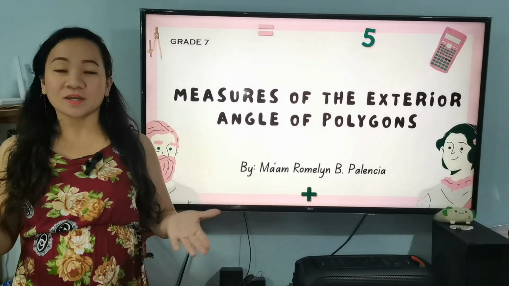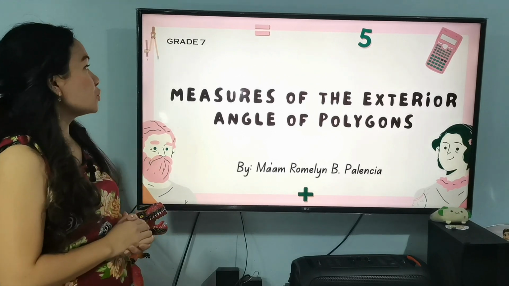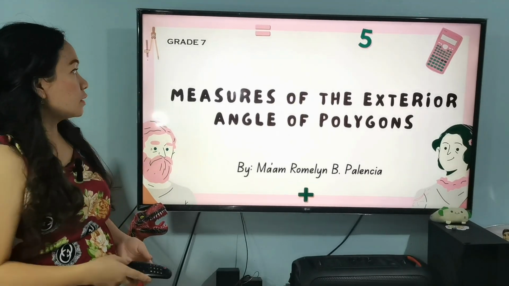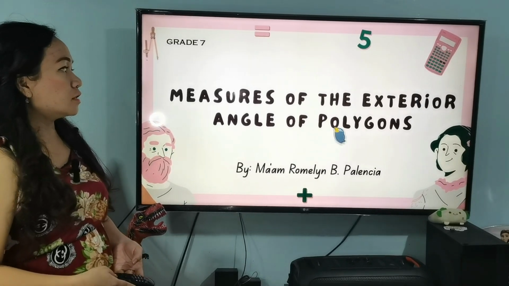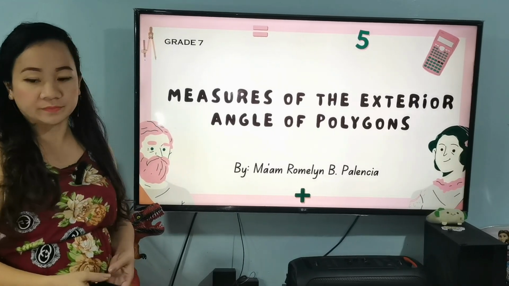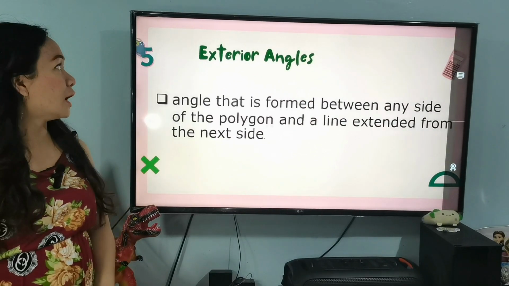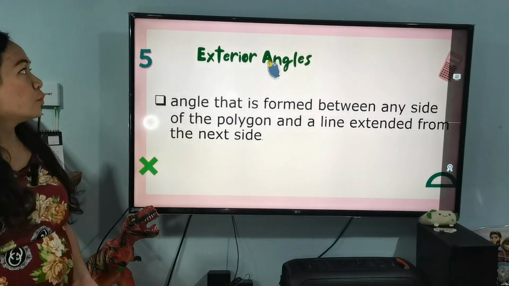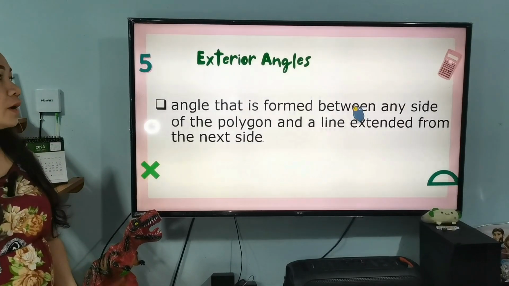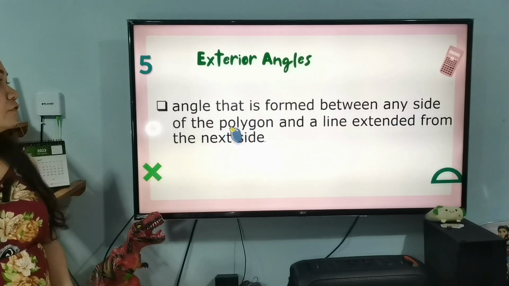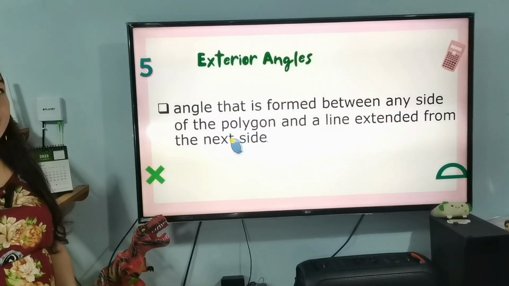Hello everyone. So for today's session, we will be learning how to get the measure of the exterior angles of a given polygon. So what is an exterior angle? We define an exterior angle as an angle that is formed between any side of the polygon and a line extended from the next side.